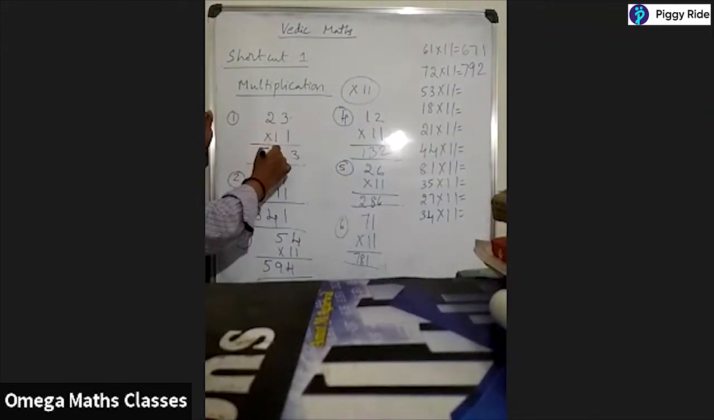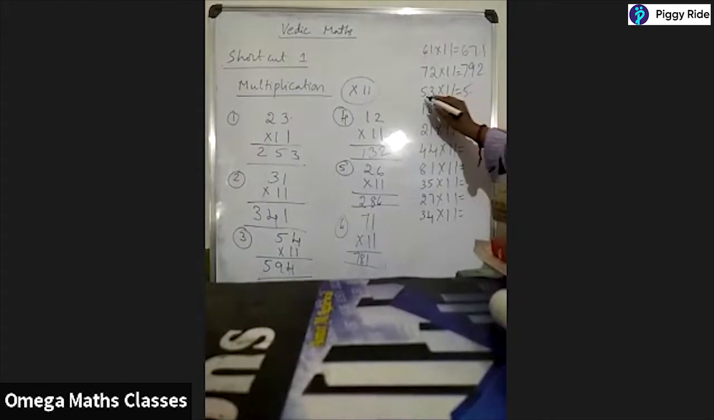Once look at this one. 2 plus 3 is 5. So 5 3. And 5 plus 3 is 8. Simple. So 1 plus 8 is 9. So without multiplication, we are doing sums. 891. Okay, next. 374.